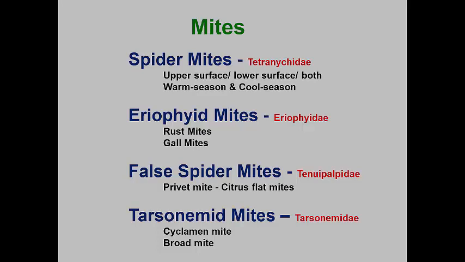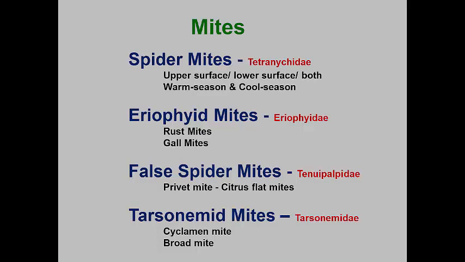Eriophyid or rust and gall mites are also common on ornamental plants. Rust mites cause plant foliage to yellow or rust in color due to chlorophyll extraction. Others in this group cause unusual plant growths or galls. Galls will be more extensively discussed later on. There are still several other families of mites that can attack plants, but most are relatively rare.